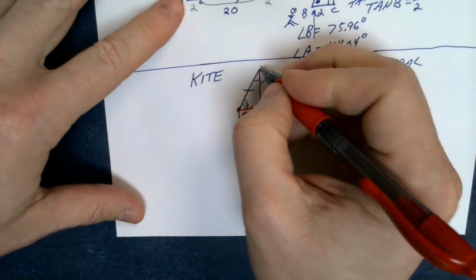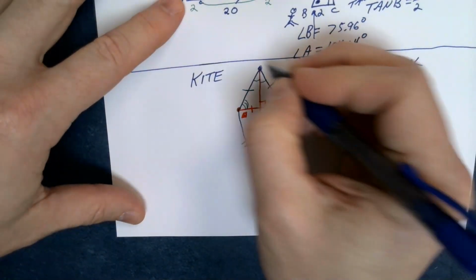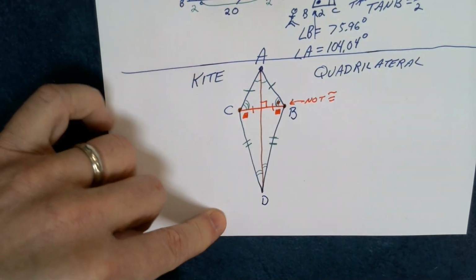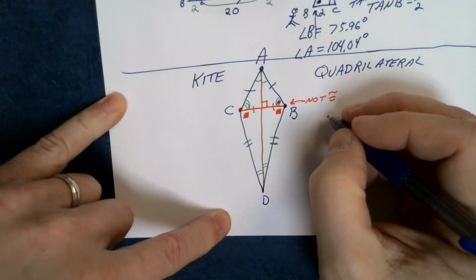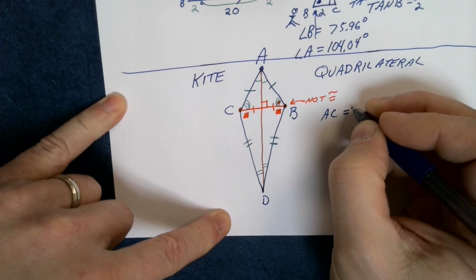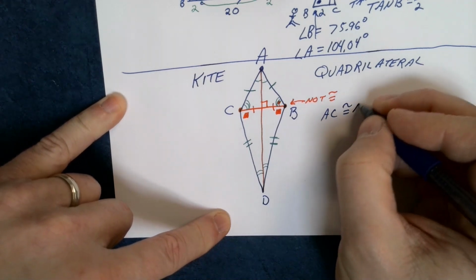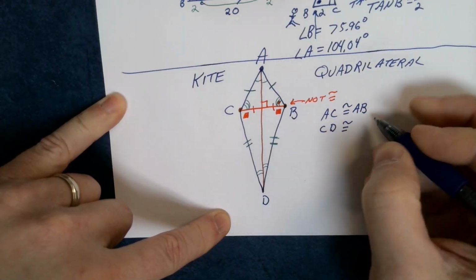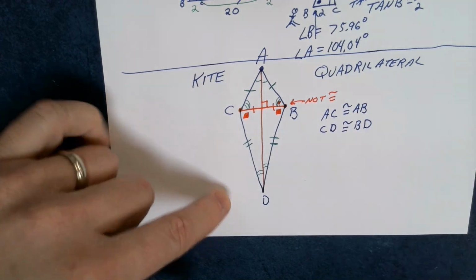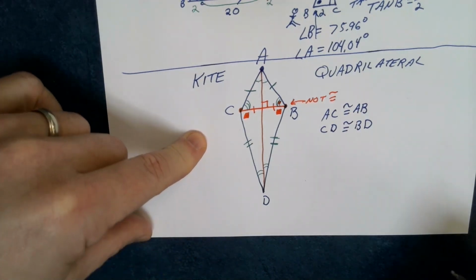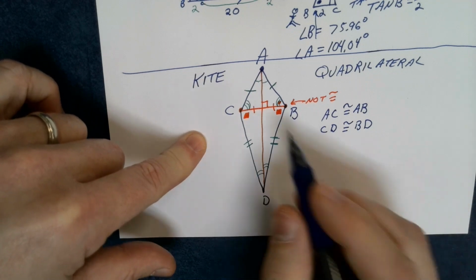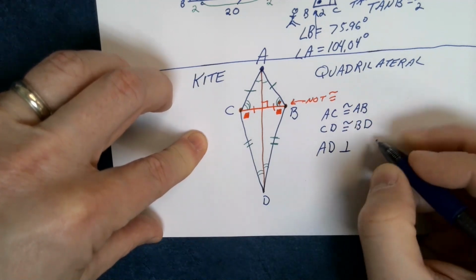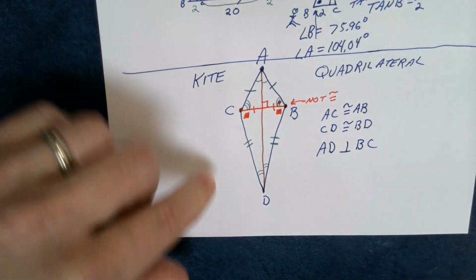And again, we can talk about things like if this was in a coordinate plane, if you had vertices A, B, C, and D in a coordinate plane, and you could prove that AC by the distance formula is congruent to AB, and you could prove that CD is congruent to BD by the distance formula, then you'd know this would have to be a kite. And if you know that that's a kite, then you'd know that the slopes of that AD would be perpendicular to BC, right?